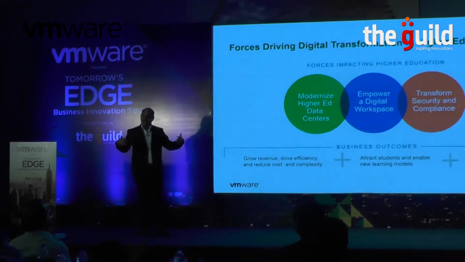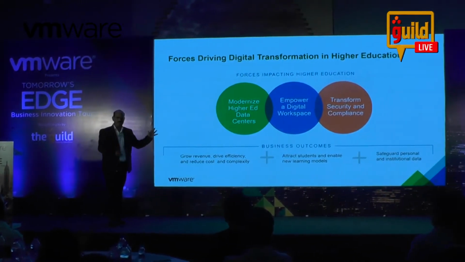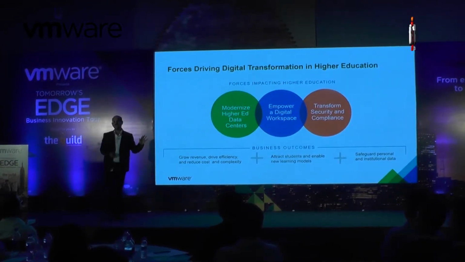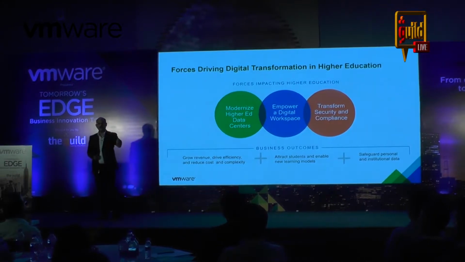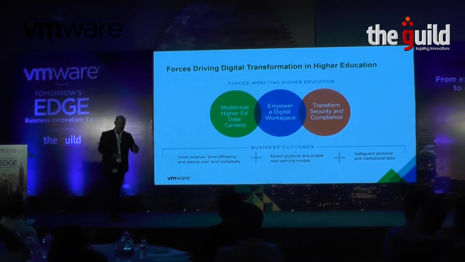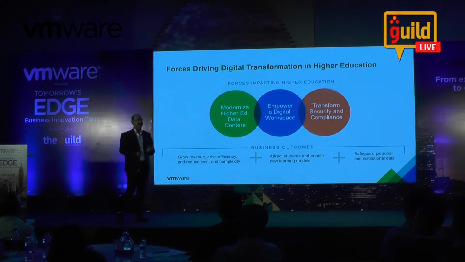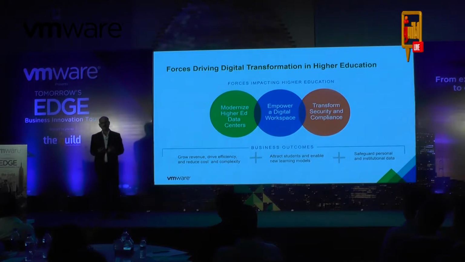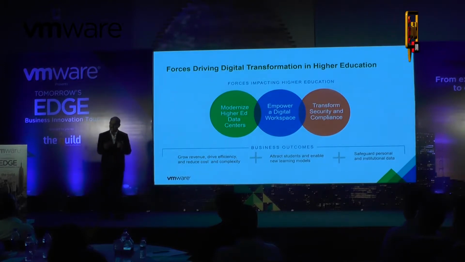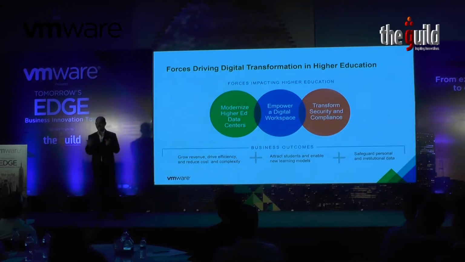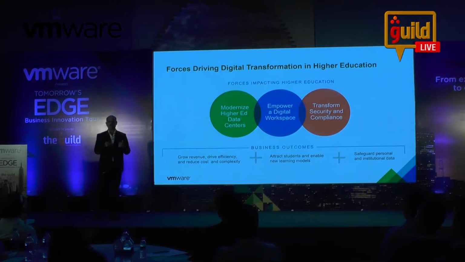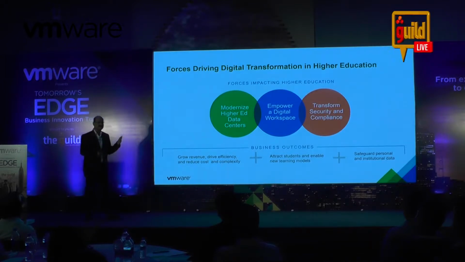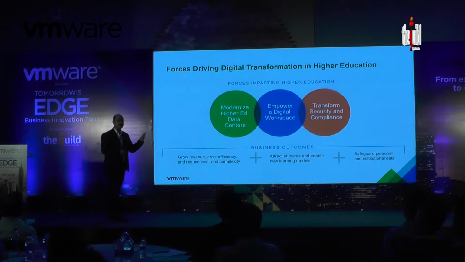If we really want to achieve these three business outcomes, VMware recommends adopting three strategic priorities. What are those strategic priorities? It is all about modernizing your data center. We need to modernize our data center. The second piece is to build a digital workspace environment, which, as I mentioned a while back, allows your students and staff to access all educational resources anywhere, anytime. And the third portion is all about transforming security, because security has to transform.